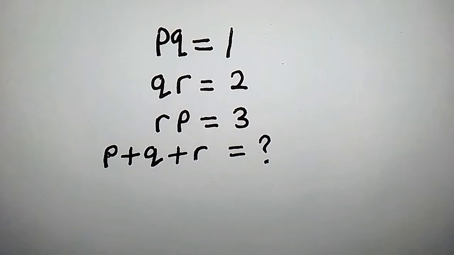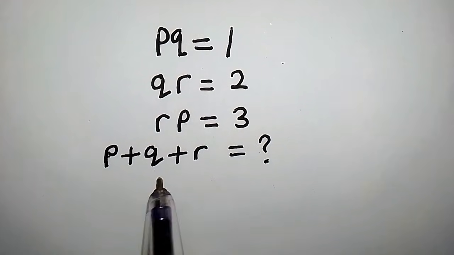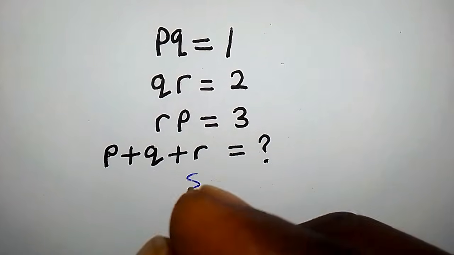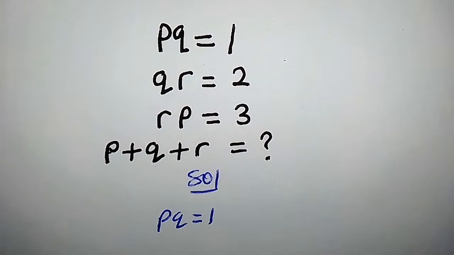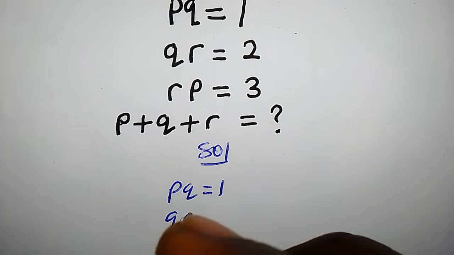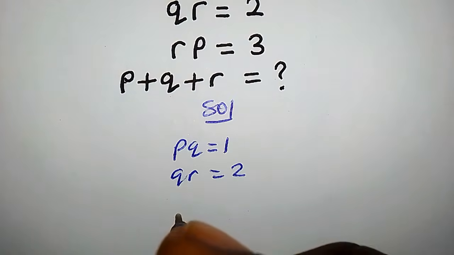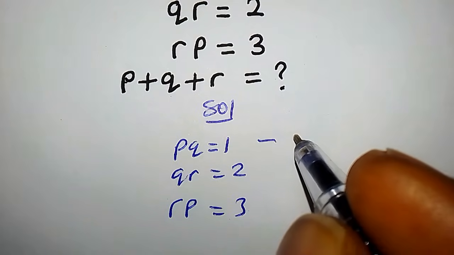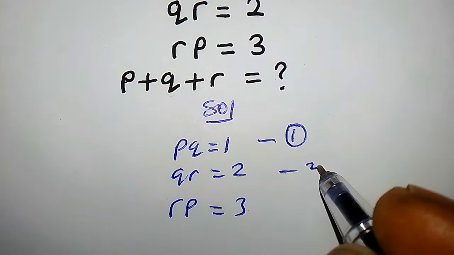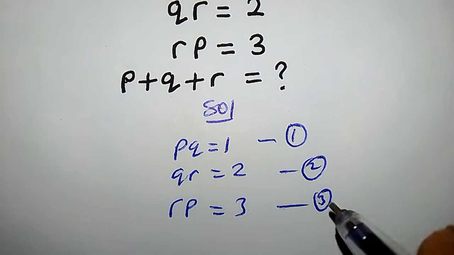Hello, welcome. How do we find the value of P plus Q plus R? Solution. We have PQ equals 1, QR equals 2, and RP equals 3. Let's call this equation 1, this equation 2, and this equation 3.